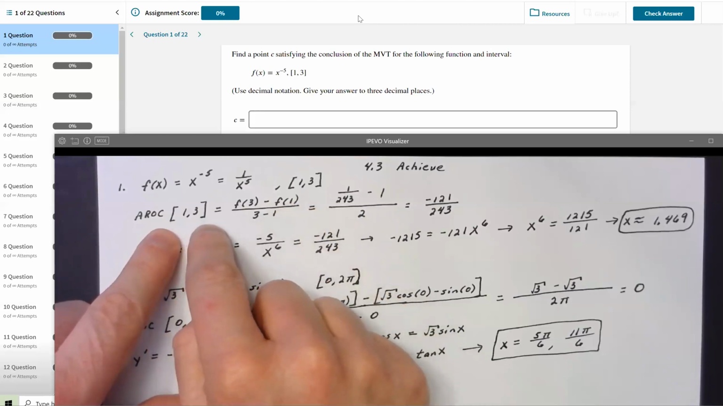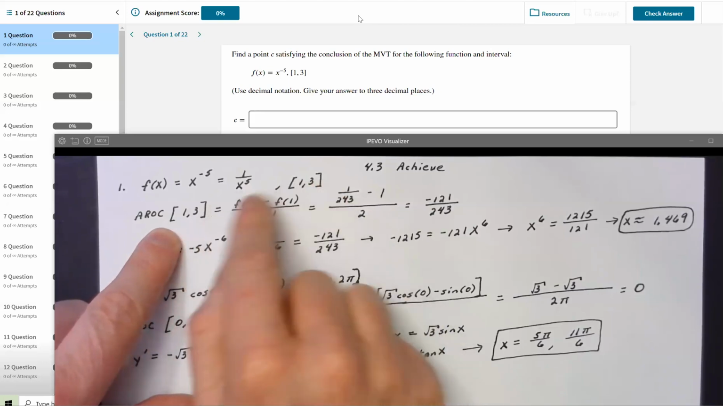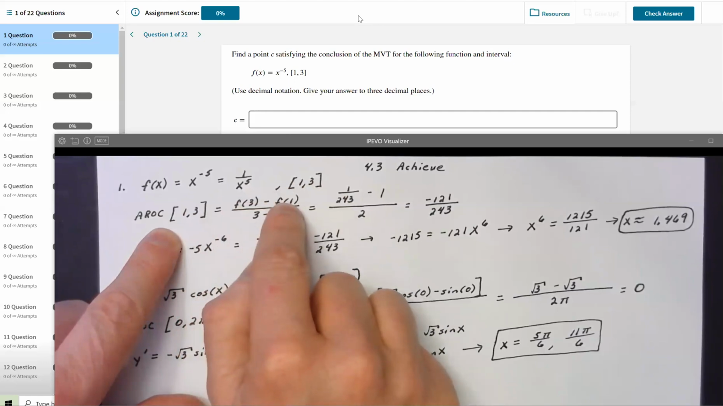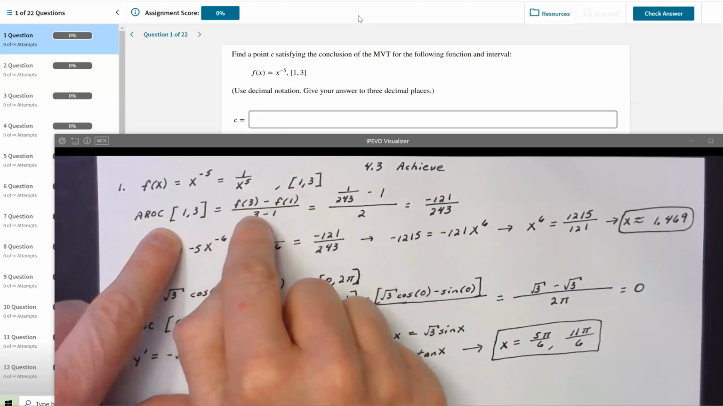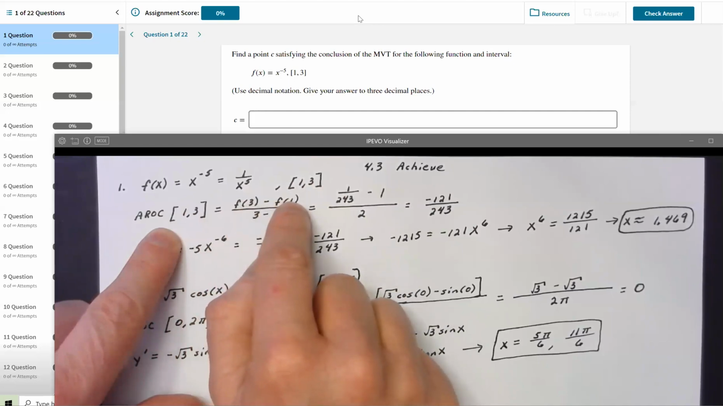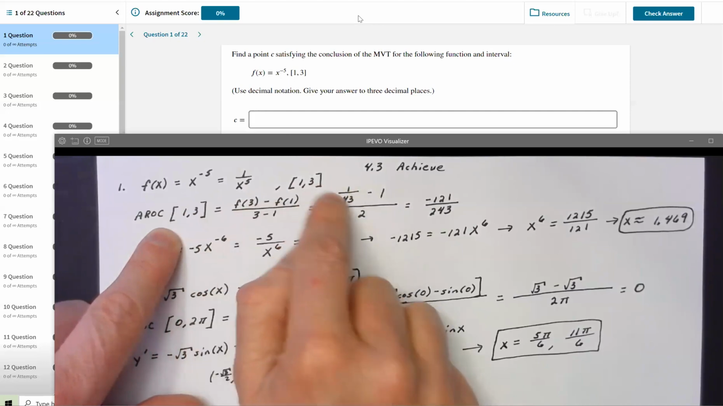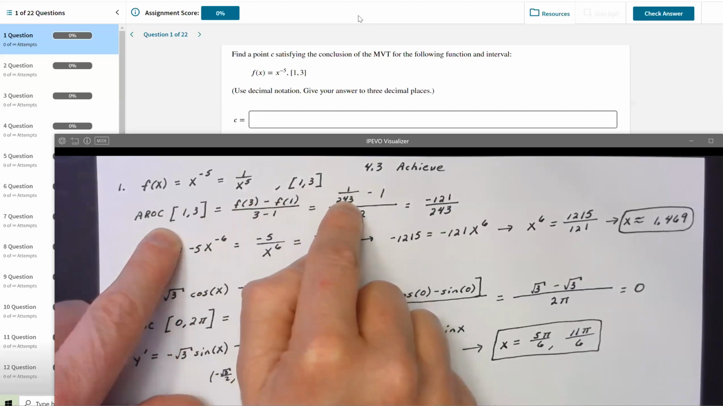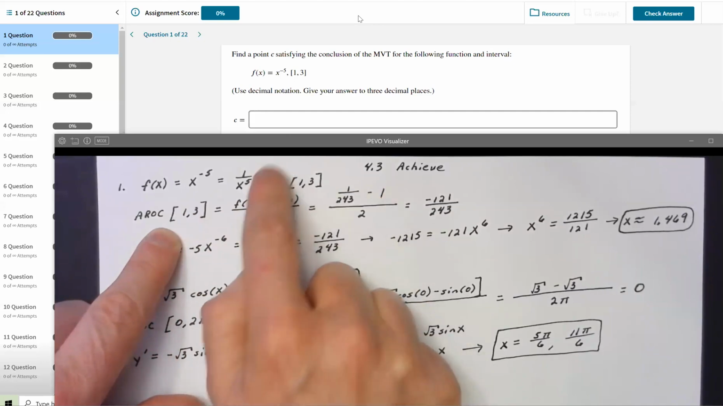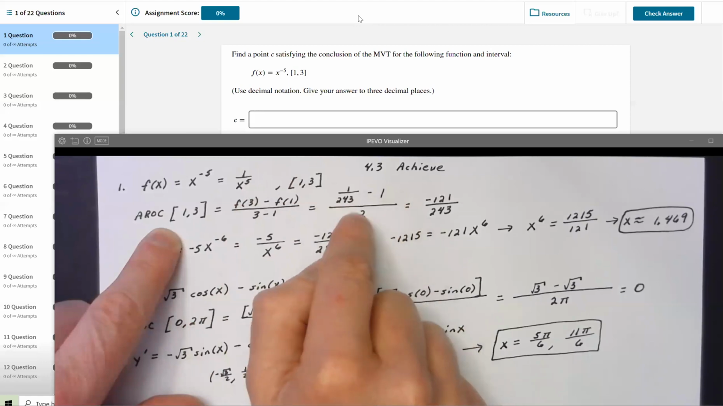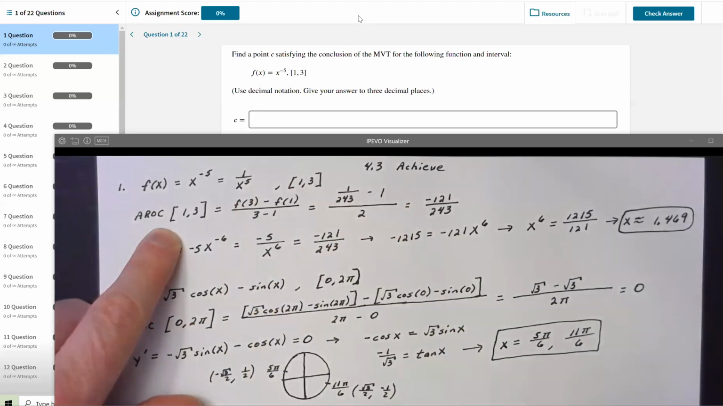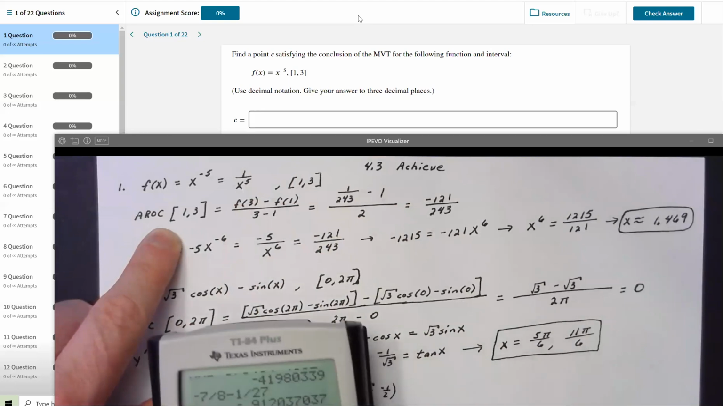So the first thing I do in this section is I'll go ahead and find the average rate of change for all of these problems. Well, the average rate of change from 1 to 3 is just the function evaluated at 3 minus the function evaluated at 1, over 3 minus 1. That's just y2 minus y1 over x2 minus x1. Well, f of 3 is just going to be 1 over 3 to the fifth. That's 1 over 243. f of 1 is just 1 over 1 to the fifth, or just 1. Now, I have my numerator, 1 over 243 minus 1, over 2.